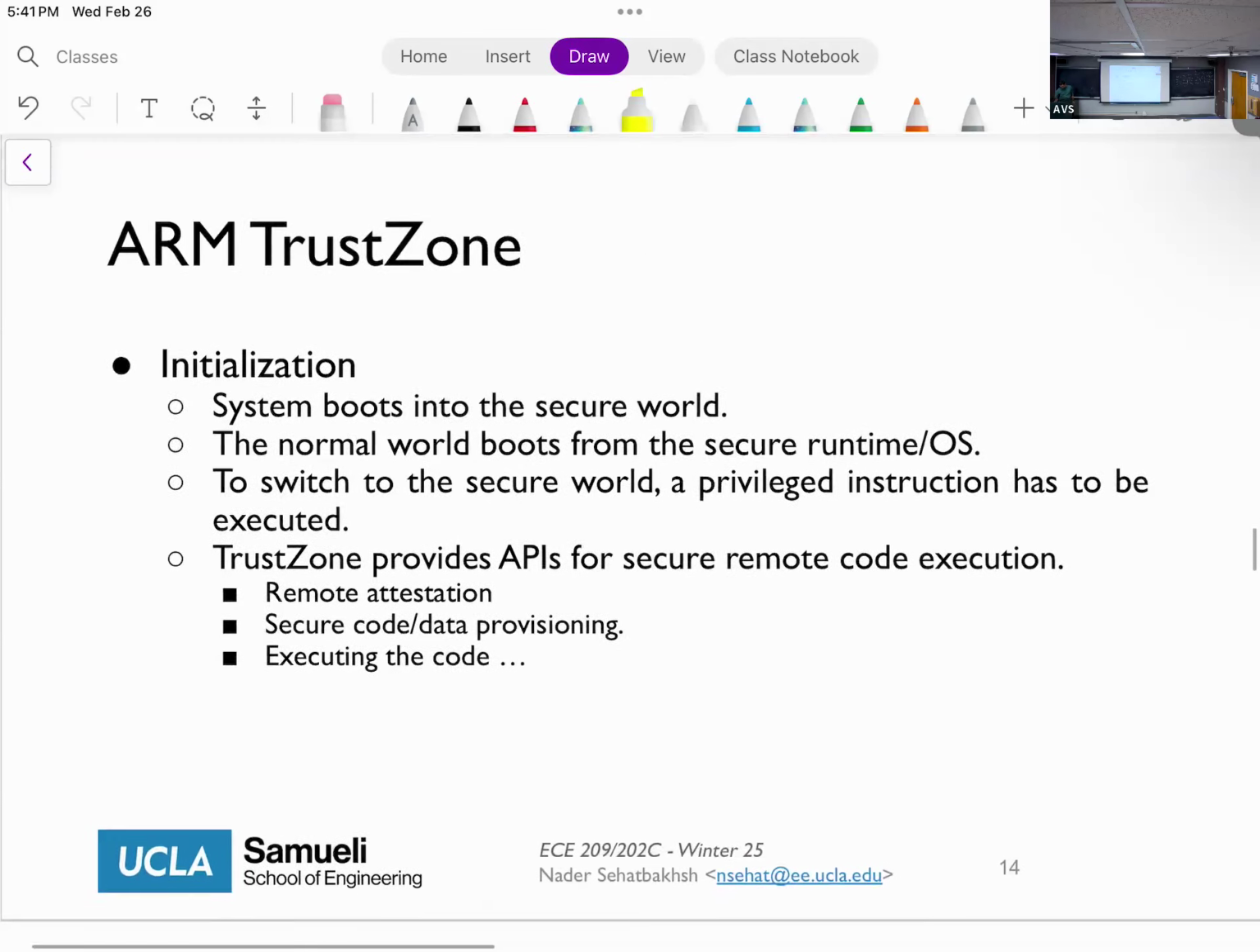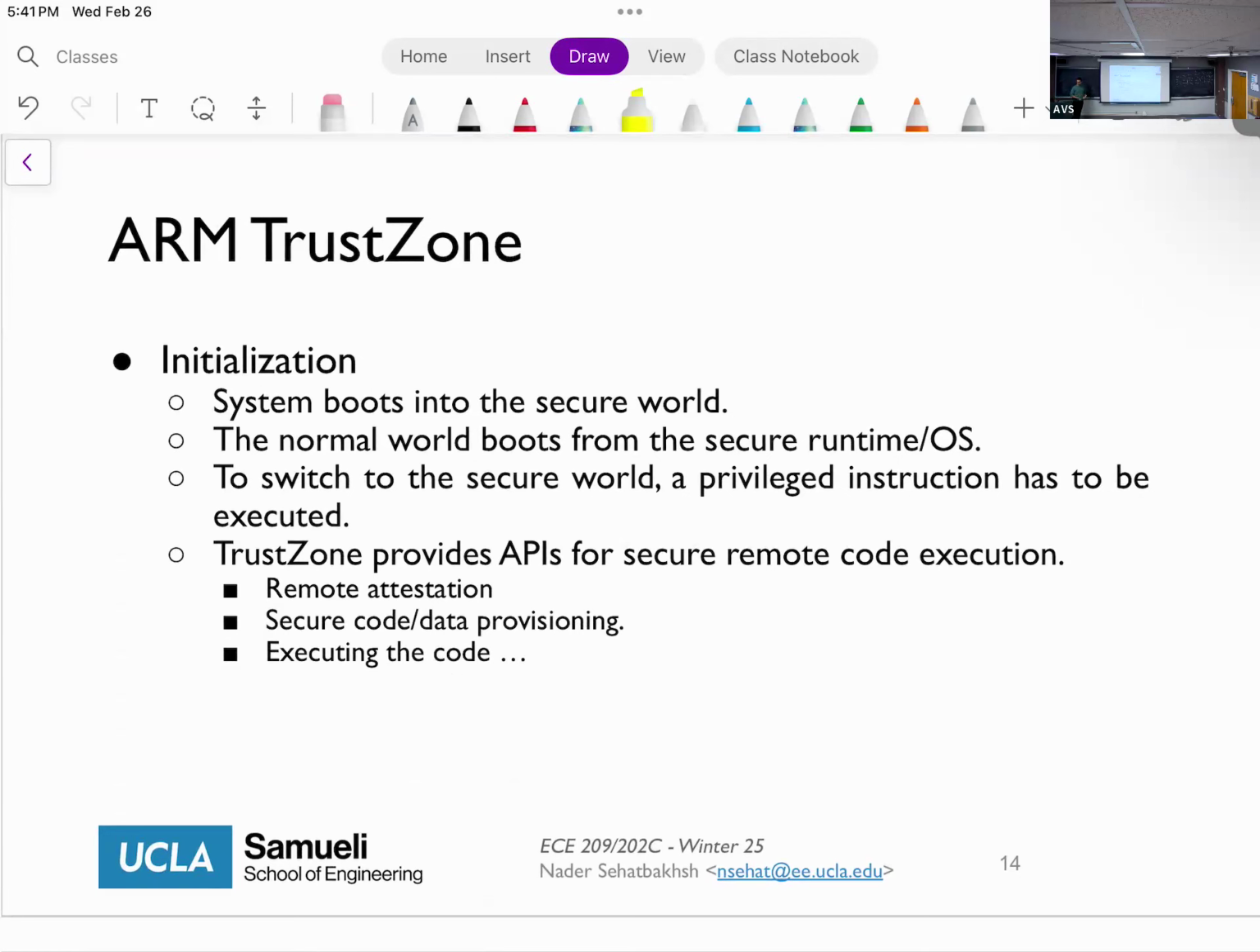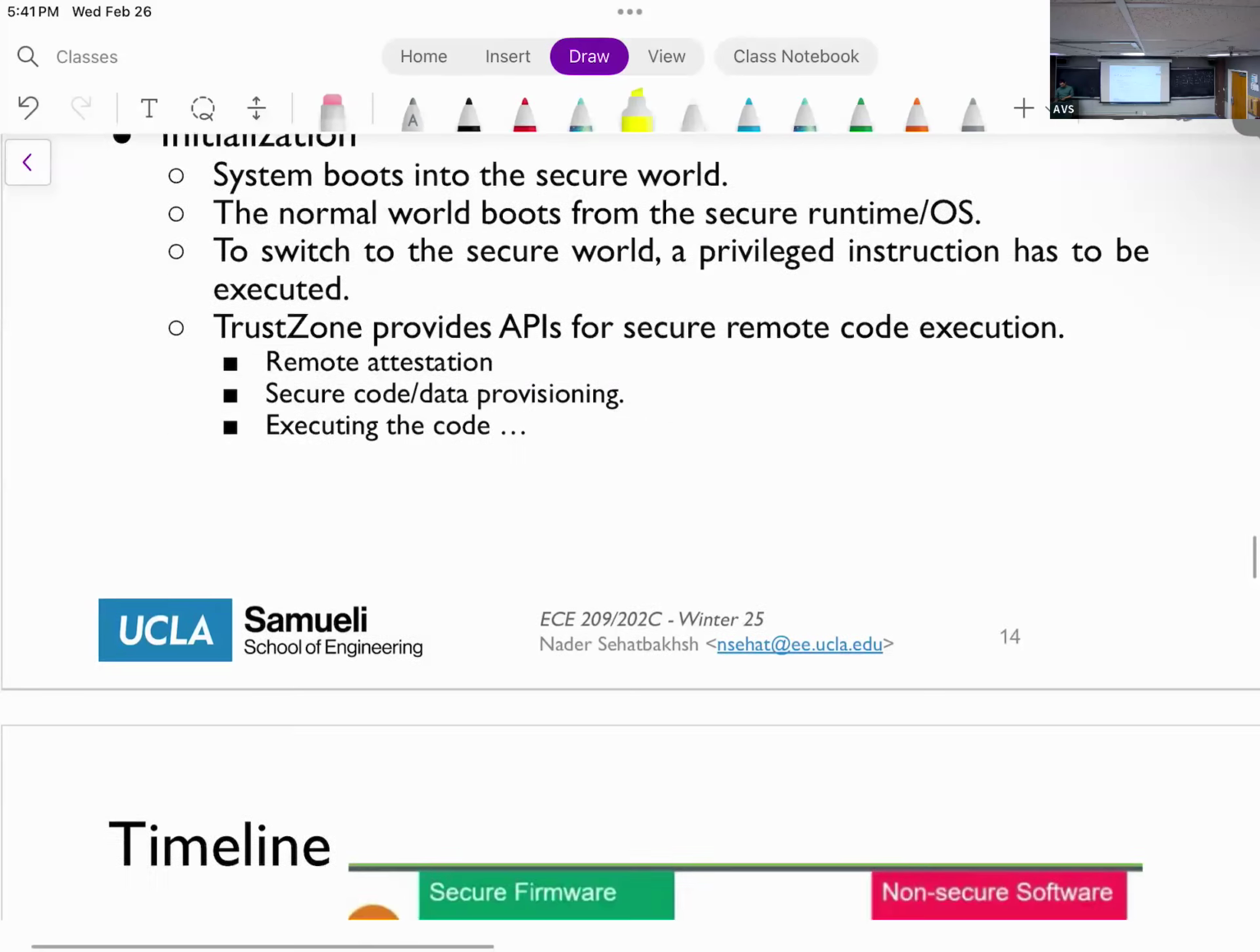Okay. How does the system work then? Initialization is that we initialize into the secure world. So after the boot, we start the secure world. Then we give the control to the normal world. But whenever the normal world makes a system call, the secure monitor will take over and pass the control to the secure world again, and then the secure world can jump back to the execution.